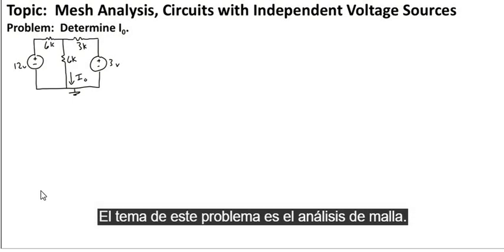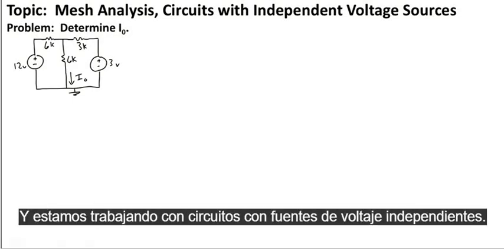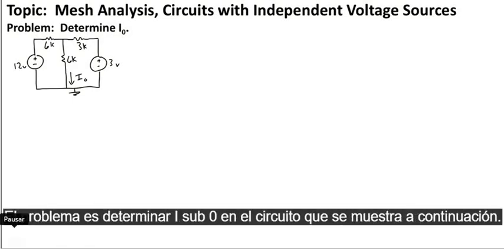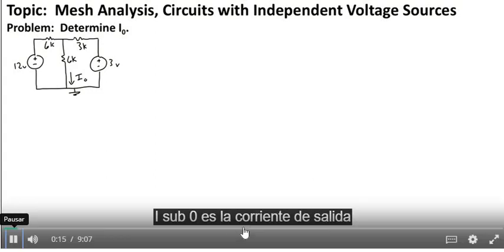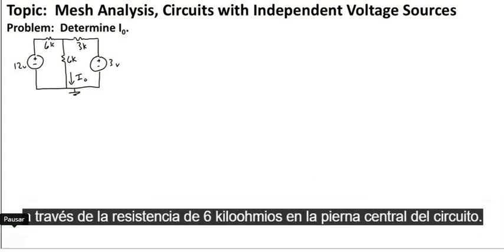This is mesh analysis, and we're working with circuits with independent voltage sources. The problem is to determine I sub 0 in the circuit shown below. I sub 0 is the output current through the 6 kilo ohm resistor in the center leg of the circuit.